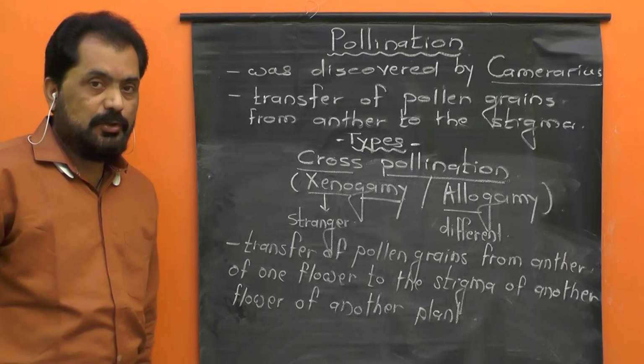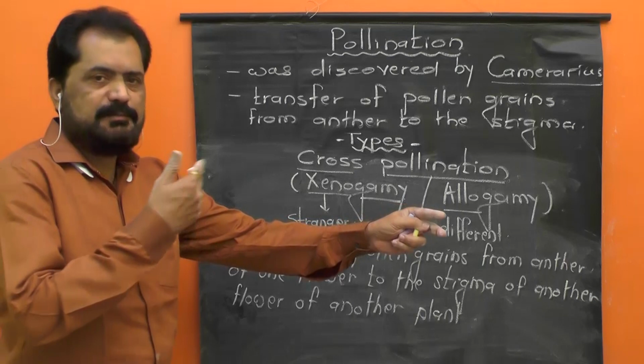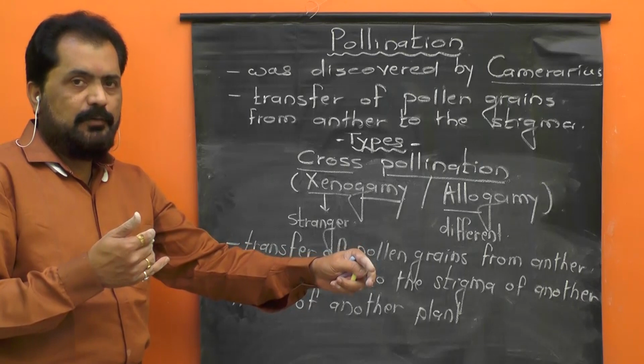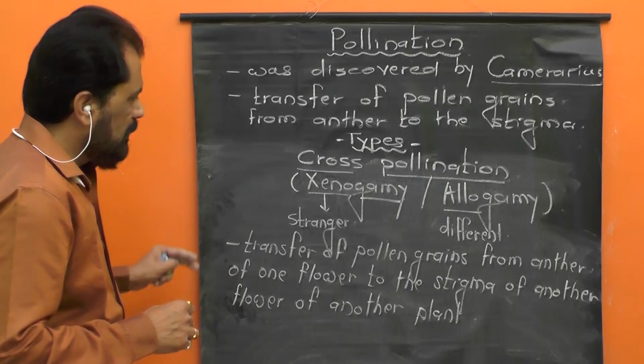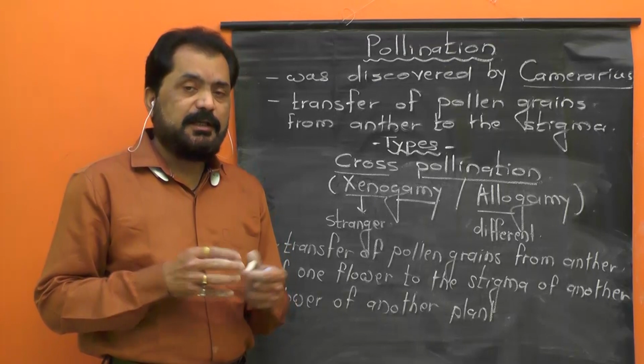It means here the cross pollination always involves two plants, maybe of different subspecies, maybe of different population, maybe of same species but different varieties. Now here I have told you the meaning of cross pollination. Obviously, due to cross pollination there is a chance of genetic recombination, and it helps in the process of evolution.